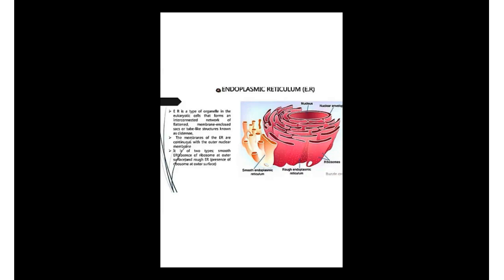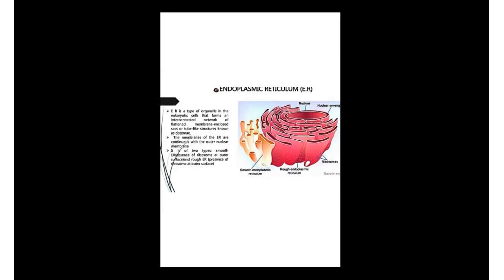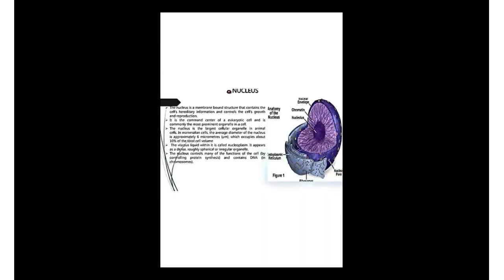The absence of ribosomes on the outer surface makes it smooth. If you don't have ribosomes on the surface of the endoplasmic reticulum, it will form smooth endoplasmic reticulum. But if ribosomes are present on the outer surface of the endoplasmic reticulum, it will form rough endoplasmic reticulum. Okay, next is your nucleus.